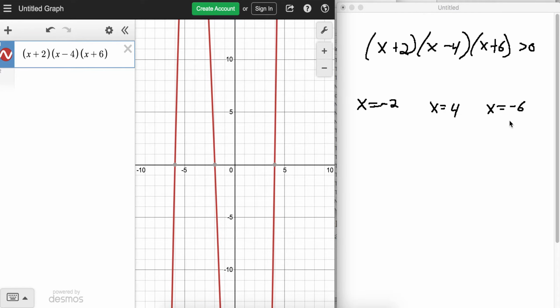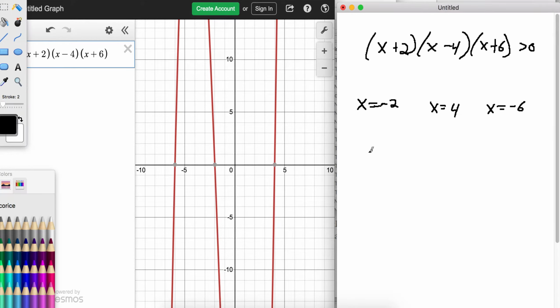Let me show you how to do it algebraically. Let's put these three things from least to greatest, okay? Here's -6, -2, 4. So what you want to do is check a number that's to the left of -6. If you plug in x equals -7 and do out the arithmetic, that's going to be -5 times -11, so that's going to make a positive, but then times the -1 brings it to be a negative number. A negative number is not greater than 0. So it's not true for those values.